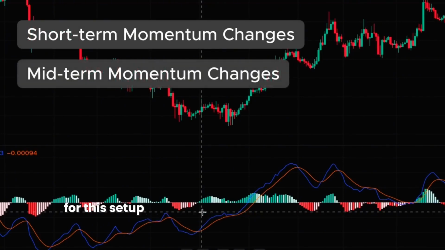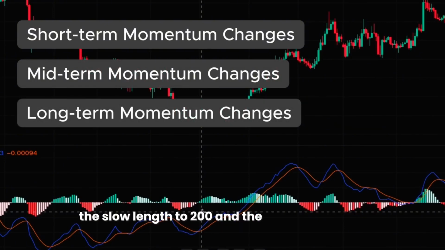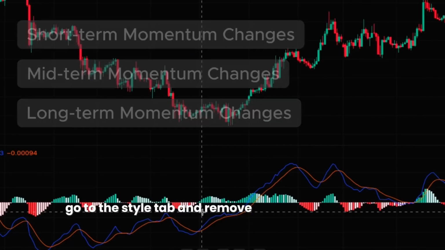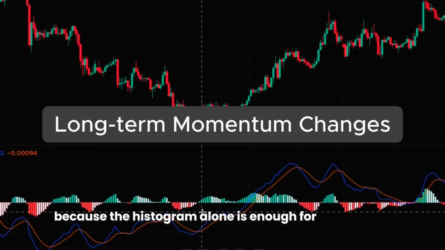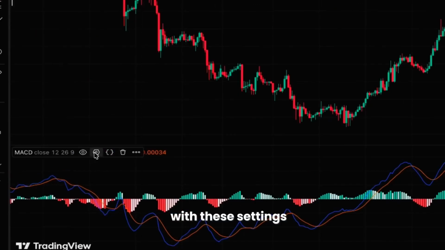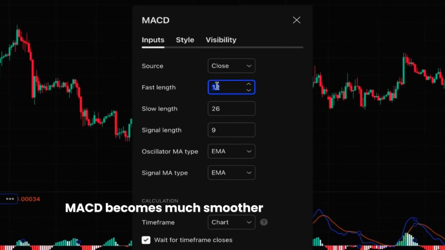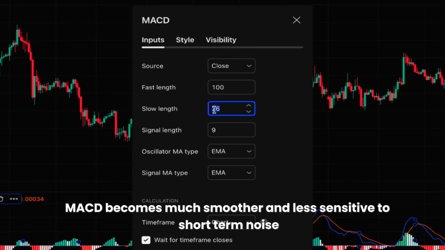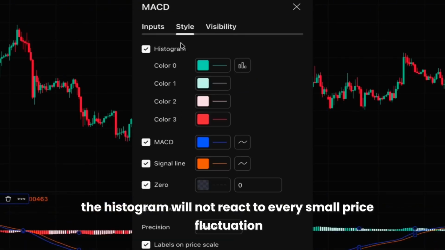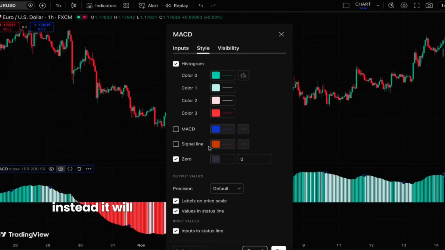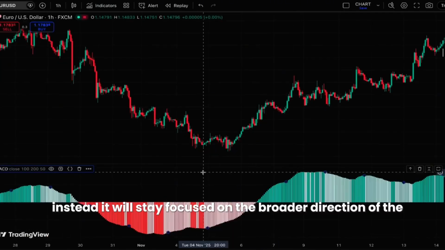For this setup, open the MACD settings and set the fast length to 100, the slow length to 200, and the signal length to 50. After that, go to the Style tab and remove the MACD line and the signal line, because the histogram alone is enough for trend reading. With these settings, MACD becomes much smoother and less sensitive to short-term noise. The histogram will not react to every small price fluctuation. Instead, it will stay focused on the broader direction of the market.